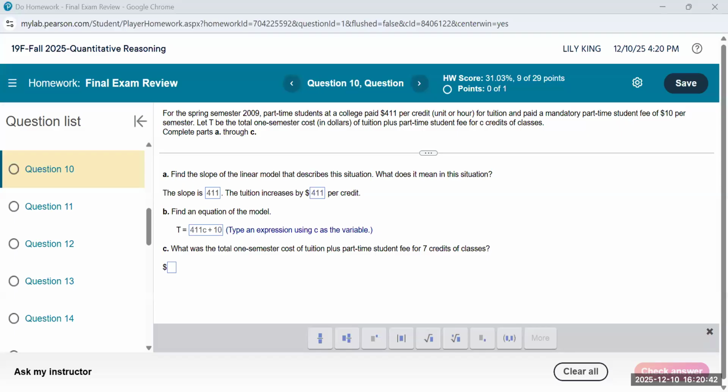So in place of C in that equation, you're going to plug in 7. This is 2,887.